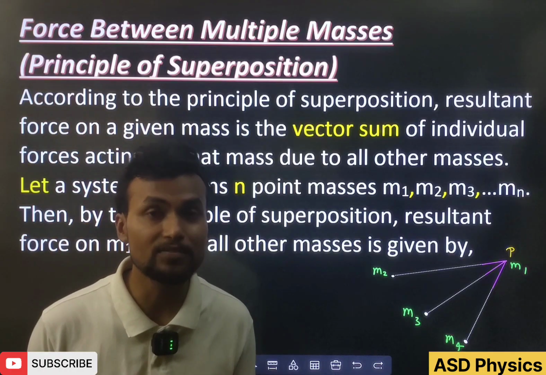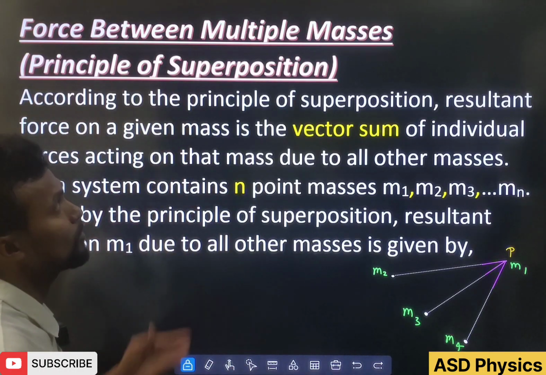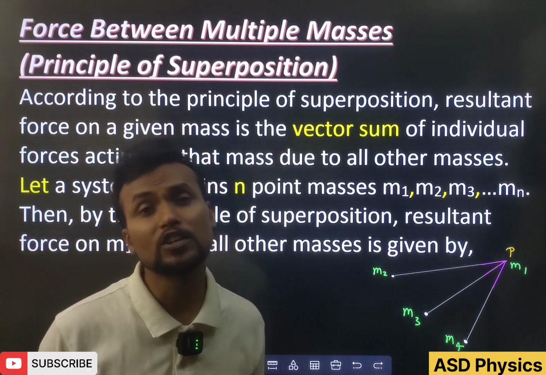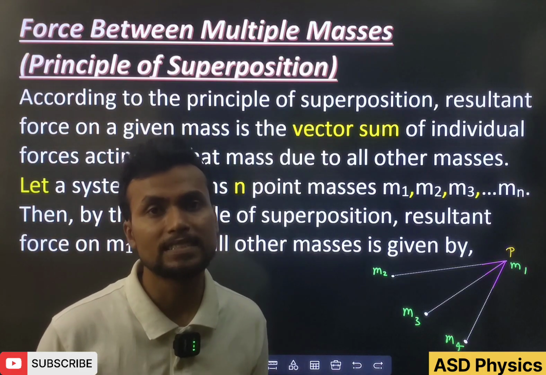So students, in this video we are going to learn force between multiple masses with the help of the principle of superposition concept. Okay, and in this video we will solve a few important questions based upon NEET, JEE and CBSE exams.